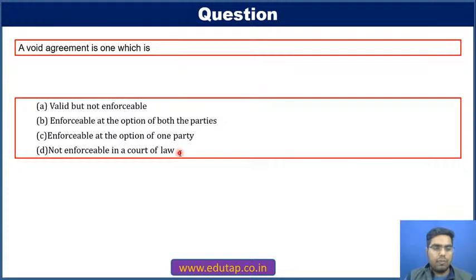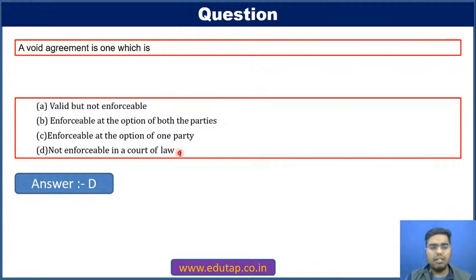A void agreement is one which is dash. Some are saying C, some are going with D, and Madhur Khanna said A. Some are going with A also. Guys, very bad on your part. I've taught this to you just now. The correct answer is D. A void agreement is one which is not enforceable in the court of law. How can it be A? A void agreement cannot be valid.